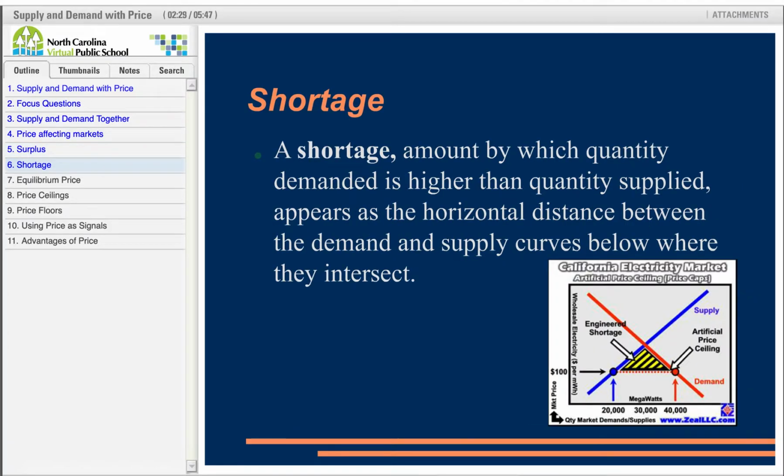The amount by which quantity demanded is higher than quantity supplied appears as the horizontal distance between the demand and supply curves below where they intersect. To view where a shortage exists on a graph, click on the link below. A shortage signals that the price is too low. In this situation, suppliers are unwilling to sell their goods or services in large enough numbers to meet all the demand. If the market is competitive, the shortage will not last. The price will have to rise.